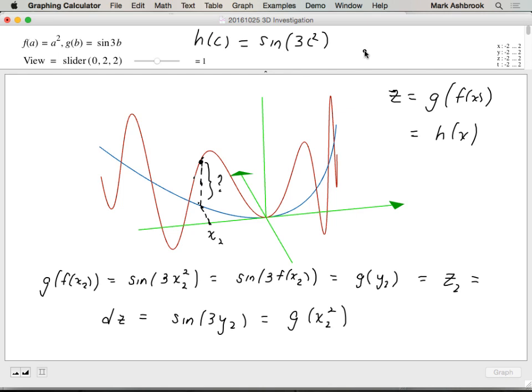Good. So now, this is really all about composition. What is the composition? Is it g of f of x or is it h of x? Is the composition g of f of x or is the composition h of x? Which is it? She's saying it can be either. Both are considered a composition.